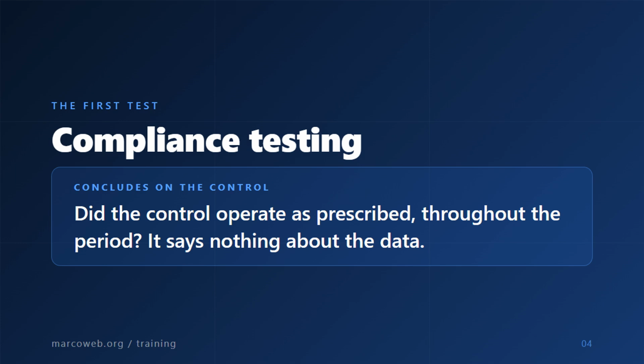The first type is compliance testing. Compliance testing determines whether a control operated as prescribed throughout the period. Every change had an approval. Every leaver was deprovisioned in time. The reconciliation was performed and signed each night. It concludes on the control, not on the data.